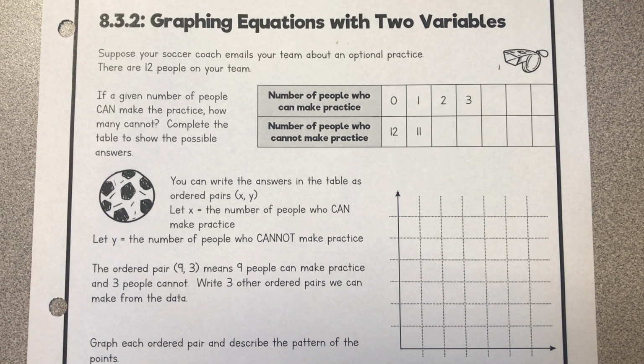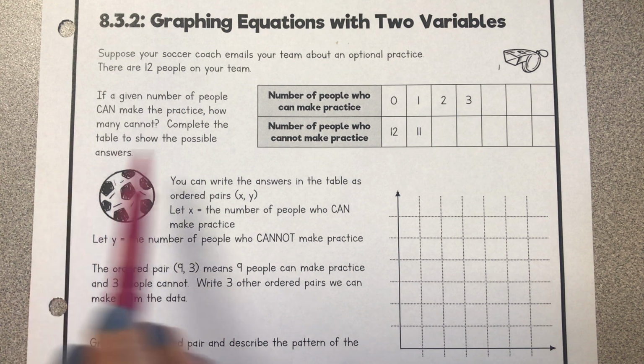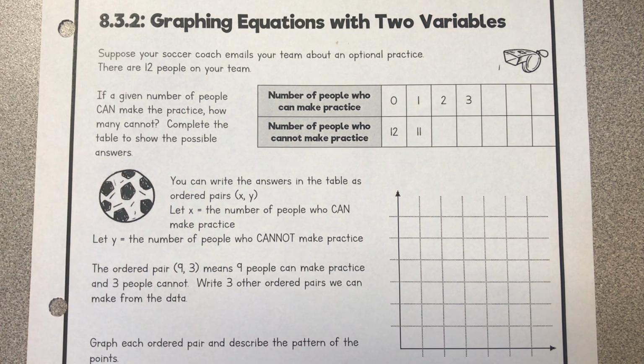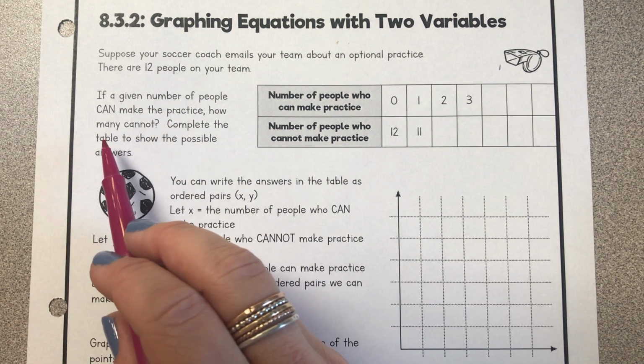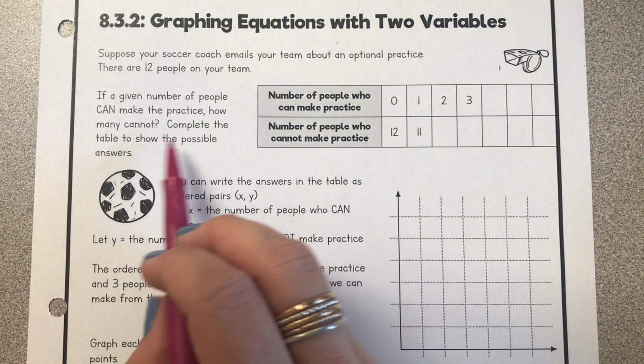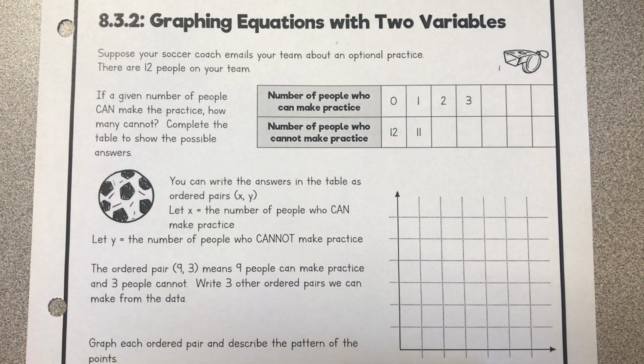Okay, graphing equations with two variables. We're going to jump right into an example. It says, suppose your soccer coach emails your team about an optional practice, and there are 12 people on your team. If a given number of people can make the practice, how many cannot? Complete the table to show the possible answers.